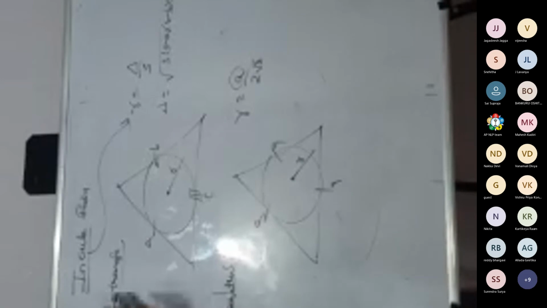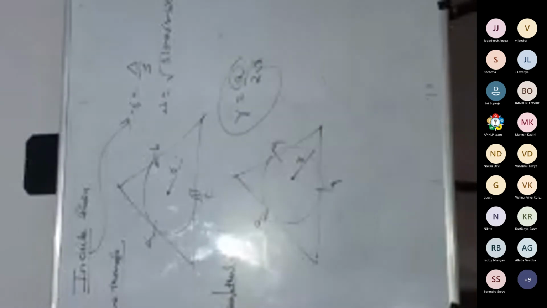In case of incircle, this is small r, and this is big R. A by 2 root 3. Very, very important, note down this formula. I have covered all the things.